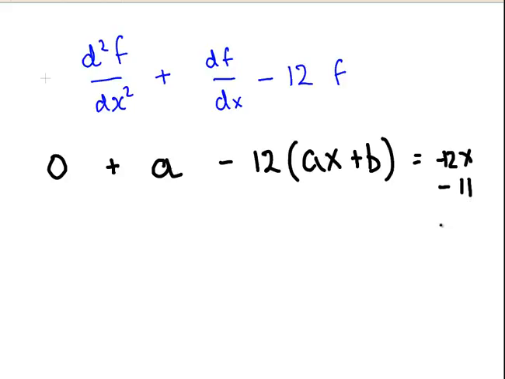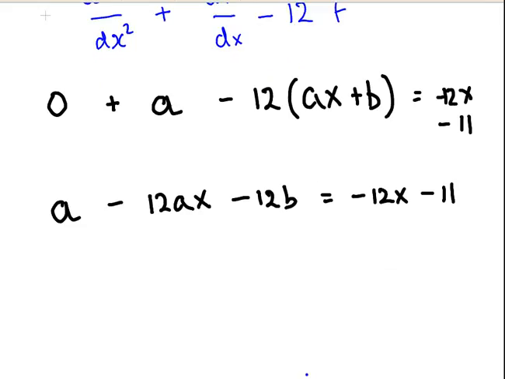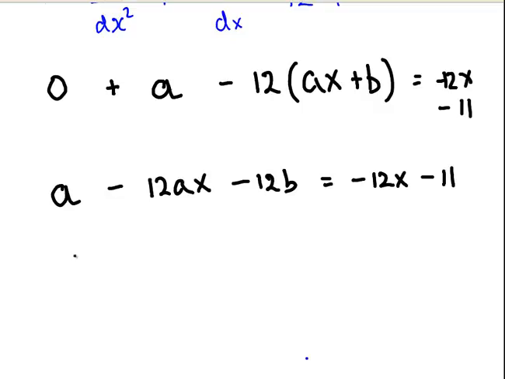Probably should have spaced it out a bit more here, but I'll do that again. a minus 12ax minus 12b is equal to minus 12x minus 11. Let's regroup the terms there. I'm going to put this back in blue now. So minus 12ax minus 12b minus a. I'm going to put that second term there like that. So it's a double negative.